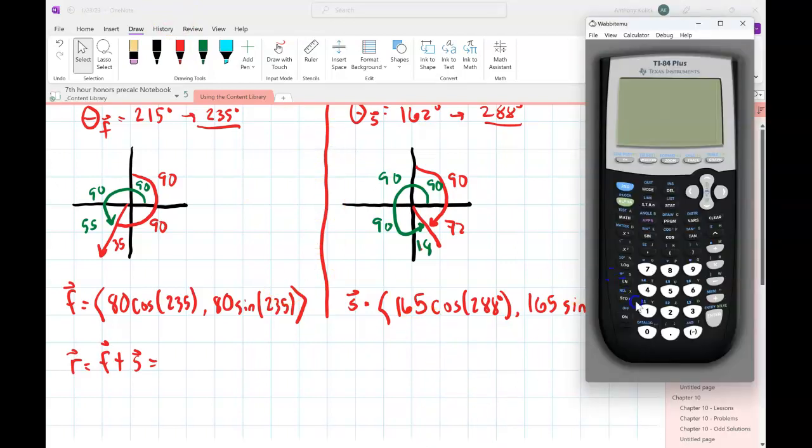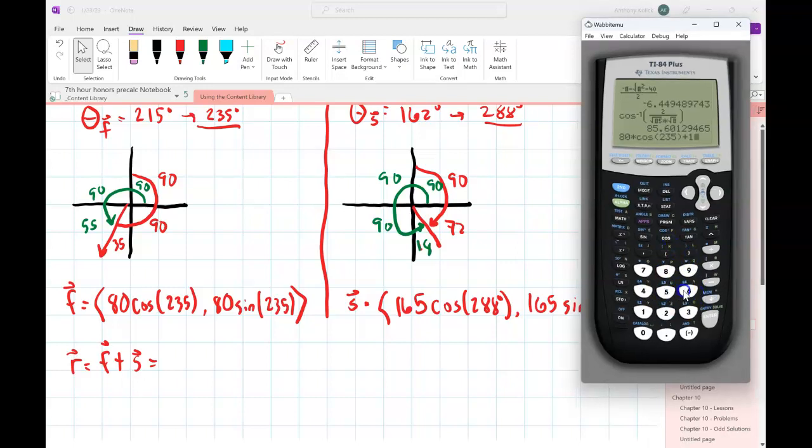To add two vectors, I just add them component-wise. So I'm going to do 80 times cosine of 235 plus 165 times cosine of 288, which I get 5.10. And then I have to do the same thing with sines instead of cosines. That gives me negative 222.46.